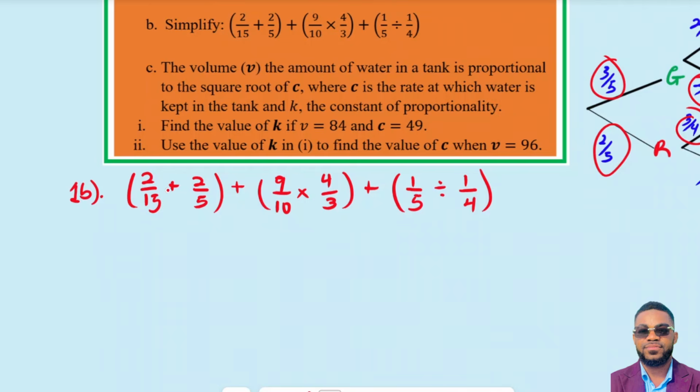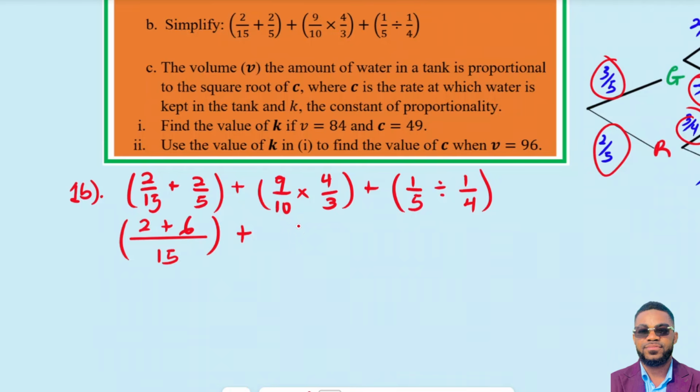Now, in this bracket, we have 2 on 15 plus 2 on 5. What do we do to simplify these two? We have to find the LCM, and the LCM of 15 and 5 is going to be 15. So let me just get that one here. So we have 15 as the LCM. 15 goes into 15 one time, times 2 is going to be 2. So 5 goes into 15 3 times, times 2, that's going to be 6. So we come to the next bracket.